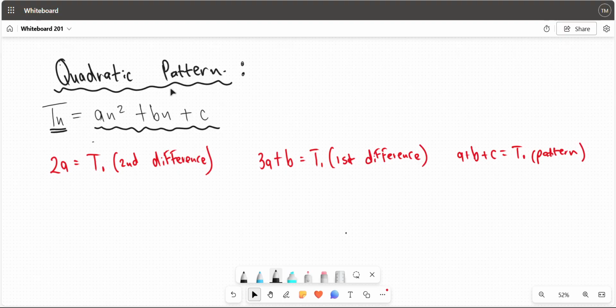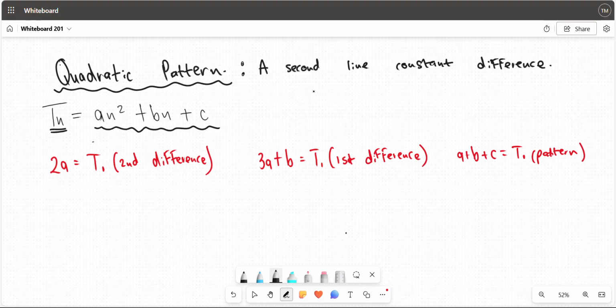So what is a quadratic pattern? A quadratic pattern is a pattern that is categorized by having a second line constant difference. So this one has a second line constant difference. So that is the definition of a quadratic pattern.